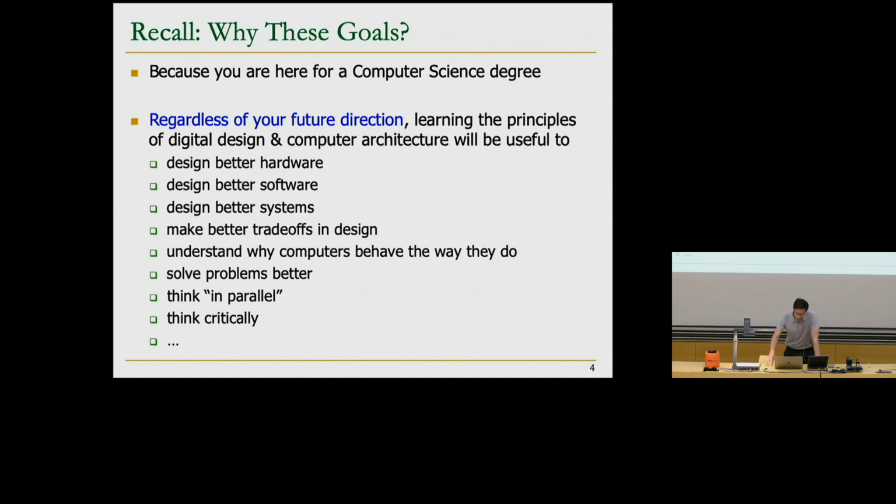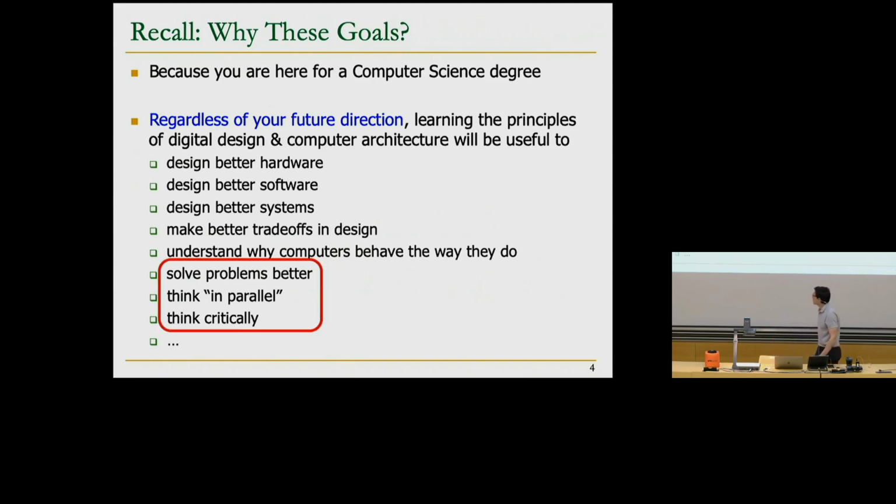So hopefully also designing better systems, being smart when having to make design decisions and having to analyze trade-offs. Of course, understanding why computers behave the way they do.